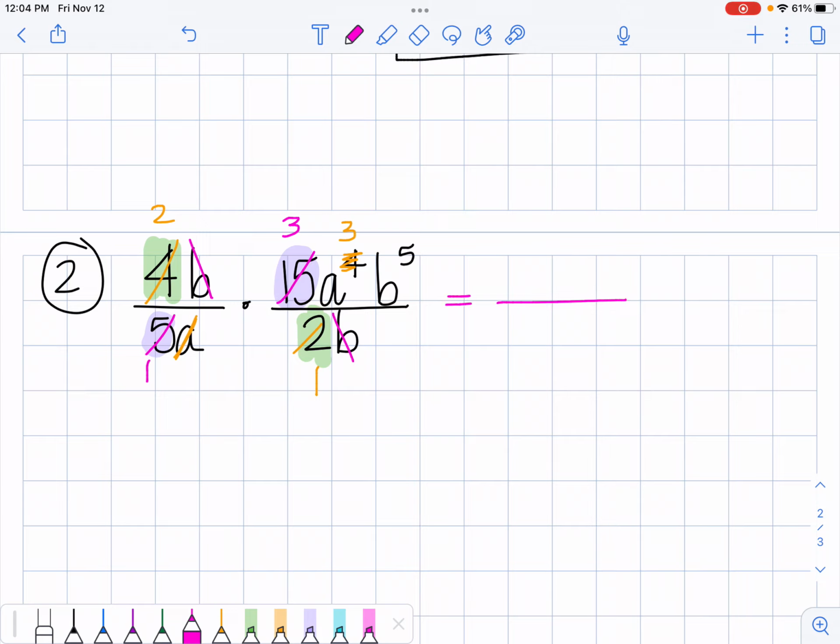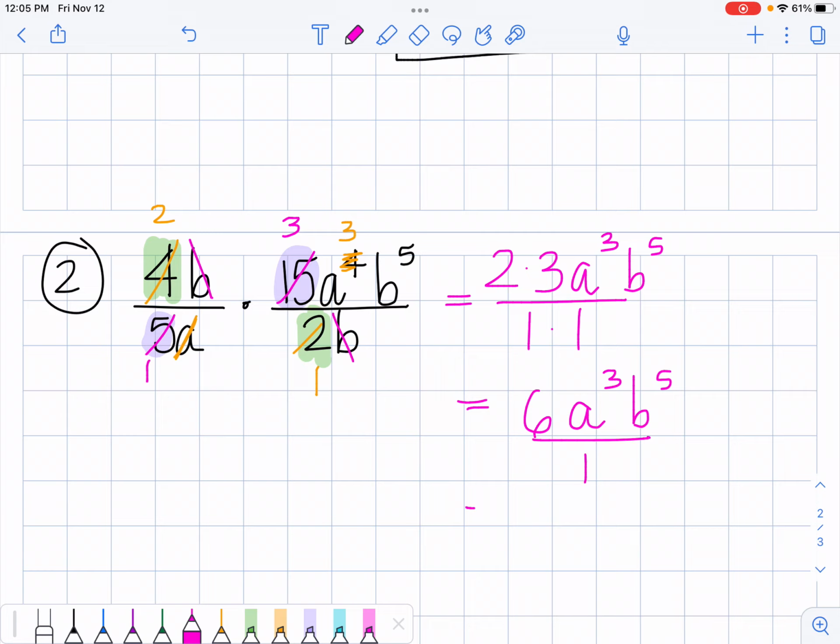Okay, I have a 2 times a 3, and then I have an A to the 3rd and a B to the 5th. And on the bottom, I have a 1 times 1. So my final answer would be 6a to the third, b to the fifth over 1, or anything over 1 is just itself. So my final answer would be 6a to the third, b to the fifth.